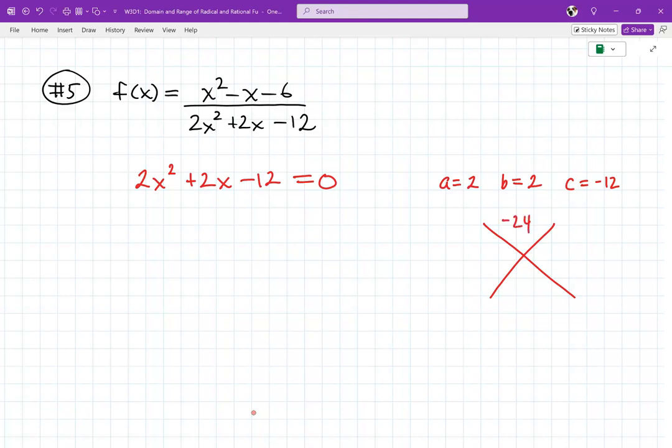2 times negative 12 is negative 24. B is 2. I need two numbers that give me a 24 or a negative 24, but that add up to 2. One is positive, one is negative. Anybody know? Two numbers that subtract to 2 that multiply to 24? Yeah, 6 and a negative 4. 6 times negative 4 is negative 24. 6 minus 4 is positive 2. Since A is 2, I have to divide by 2. So this is negative 2, and this is a positive 3.